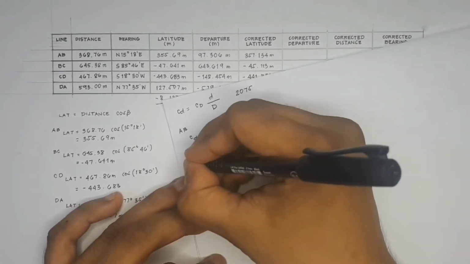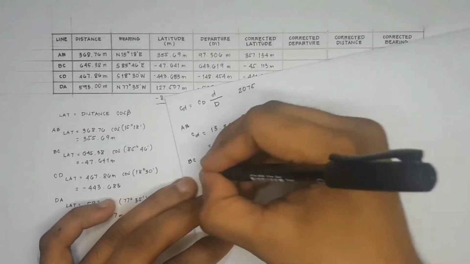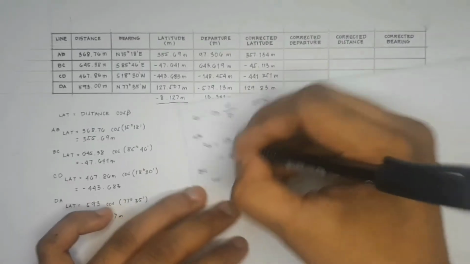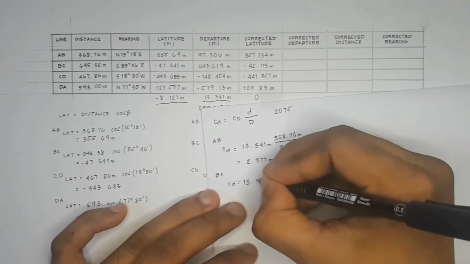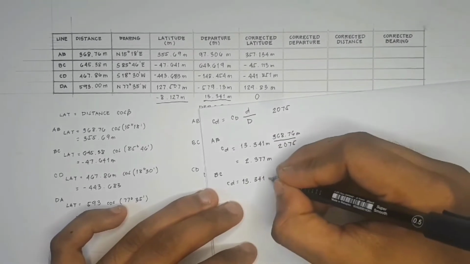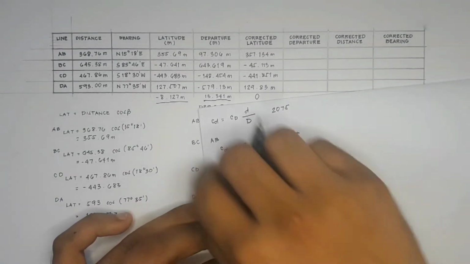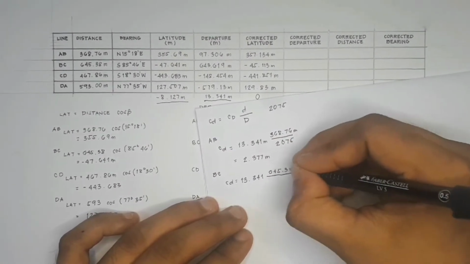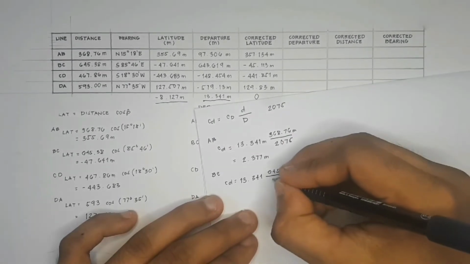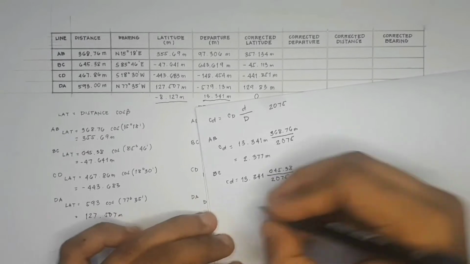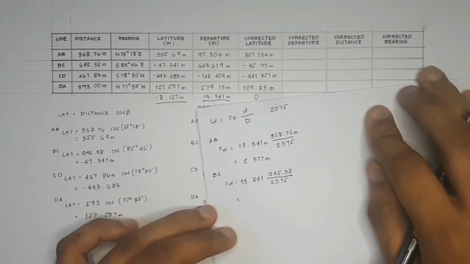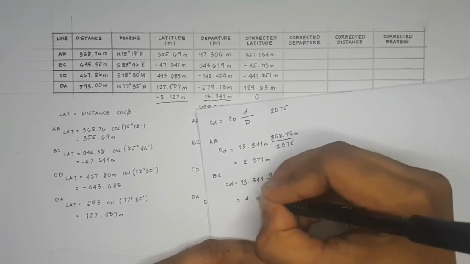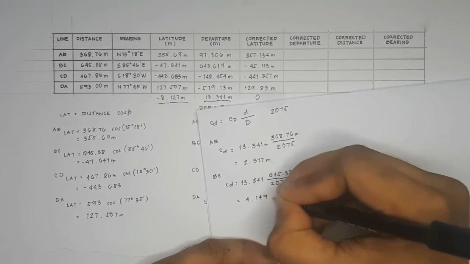Next, we have line BC. The correction along the departure is equal to the total closure, which is this one. So we have 13.341 times the distance of line BC, 645.38 meters, divided by the total distance, 2075, and this will give us 4.149 meters.